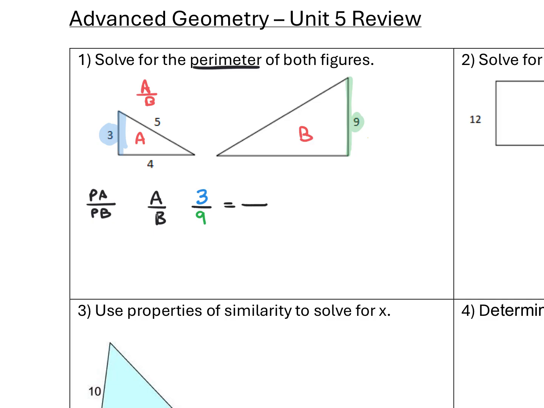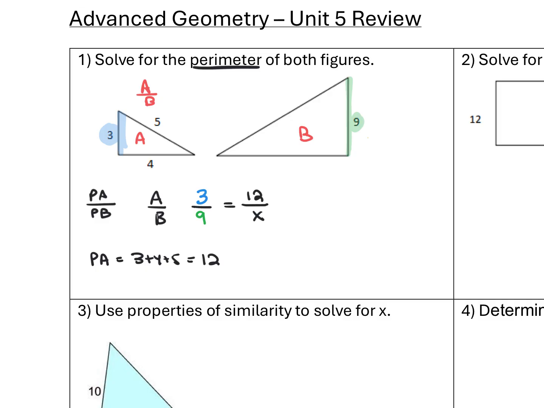Because remember, the perimeter of triangle A is similar to the perimeter of triangle B. So I'm going to take the perimeter of A is equal to 3 plus 4 plus 5. So that is 4 plus 5 is 9 plus 3 is 12. All right, so that's the perimeter of A. Now I don't know the perimeter of B, so that's going to be an X.